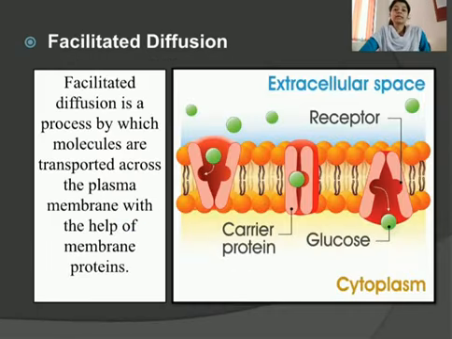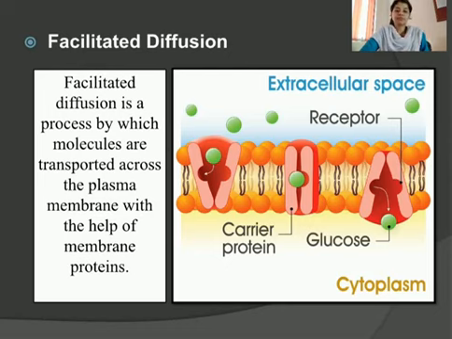Now the second subdivision is facilitated diffusion. This passive process is mainly used by some molecules that are unable to diffuse through the semi-permeable membrane unaided, without any support, right? For example, glucose and amino acids mainly require carrier molecules to carry them from one area to the other, right?